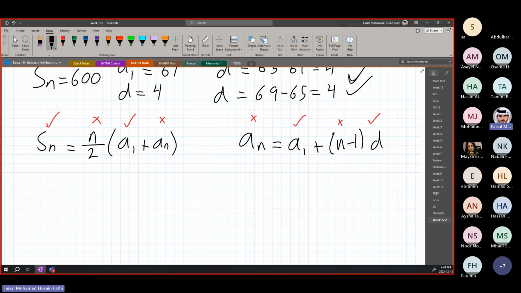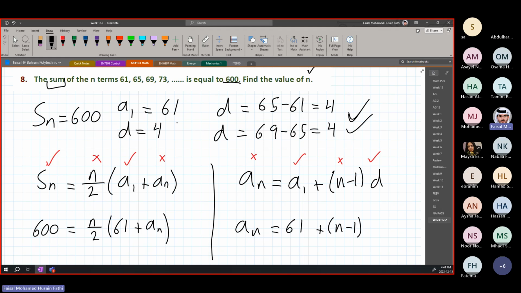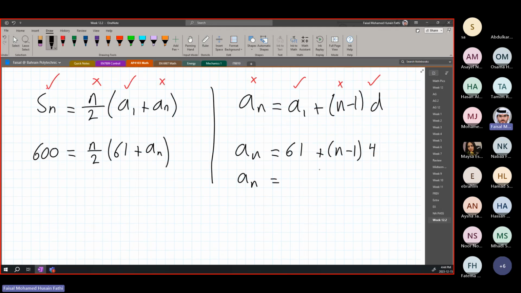First, let's plug in all the values we know in both of these equations. So Sn is equal to 600, n over 2. A1 is equal to 61 plus an. Okay? And we know an is equal to a1. What is a1? 61. Plus n, we don't have, minus 1 times d, which we have, which is 4. Let's simplify the equation on the right a little bit. So this is 61 plus 4n minus 4. An is equal to 4n.